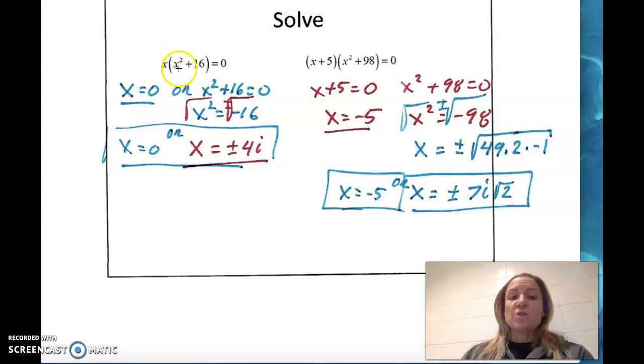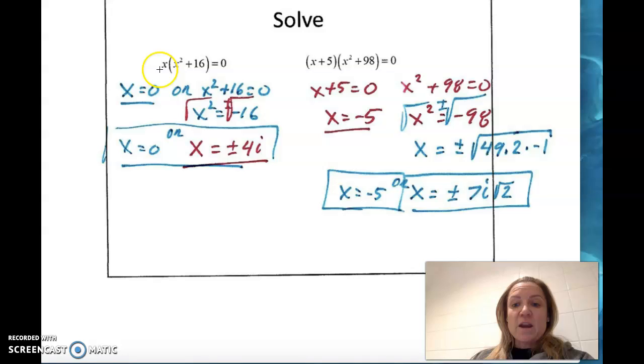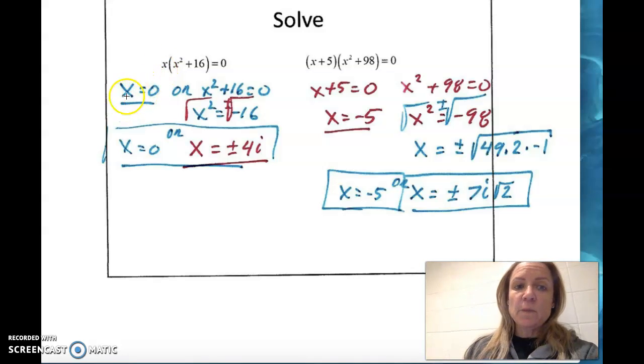This looks like the largest exponent is x squared, but when you multiply x times x squared, you add the exponents, and that would be 1 plus 3. That means there's 3 solutions. This x right here is easy. It's just 0. So that's the first solution. This part over here, the x squared plus 16, you subtract 16, take the square root, and you get plus or minus 4i. There's the other 2.